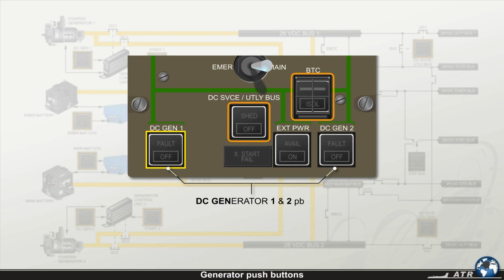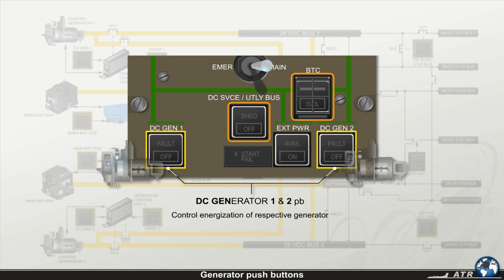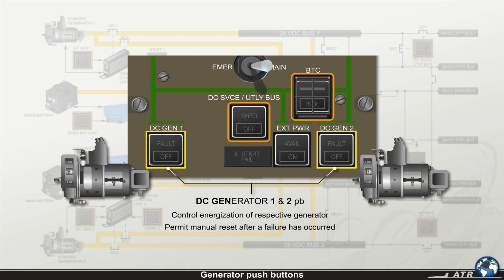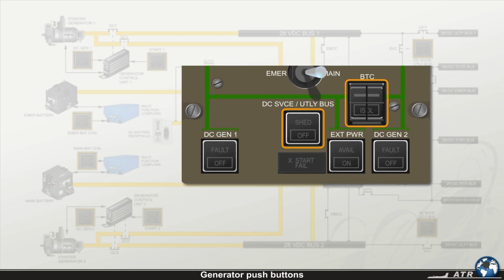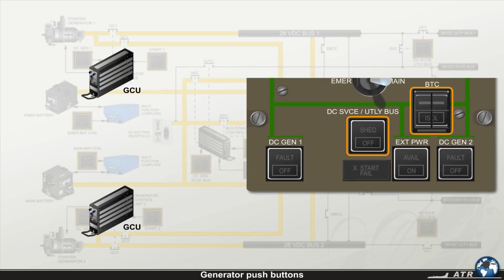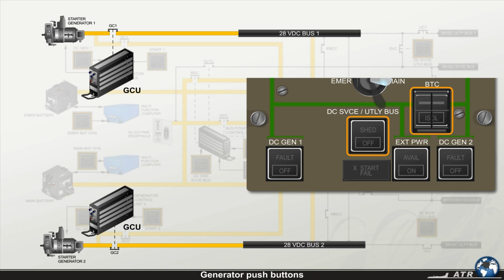The DC Generator 1 and DC Generator 2 push buttons are the main elements on this panel. These push buttons control the energization of the respective generator and permit a manual reset after a failure has occurred. The generator push button is in normal position, depressed and dark. This signals the generator control unit to connect the generator to the electrical network if the parameters of the network are normal and when the associated engine is running.